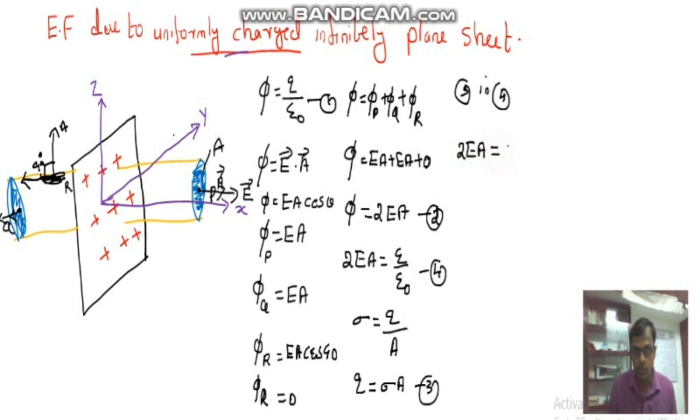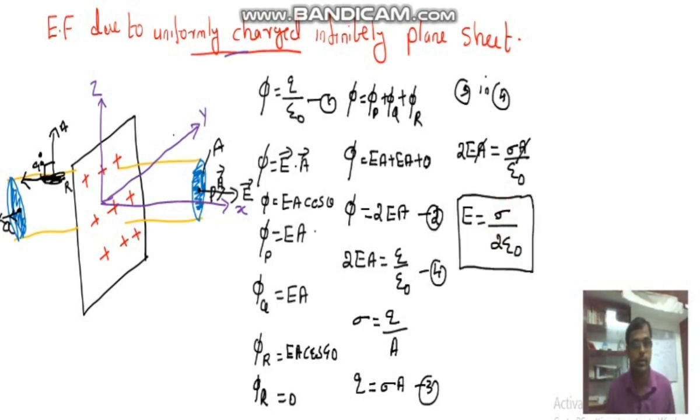2EA is equal to, for Q you write sigma A divided by epsilon naught. So what does the formula become? A cancels, and E is equal to sigma divided by 2 epsilon naught. So this is the electric field due to a uniformly charged infinite plane sheet. If you write it in vector notation, E vector is equal to sigma divided by 2 epsilon naught into the unit vector n cap.